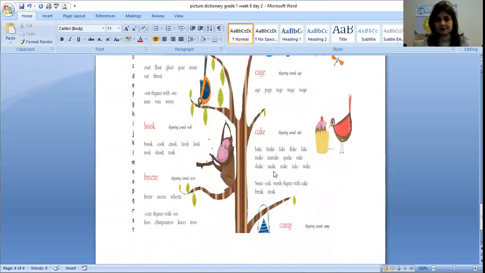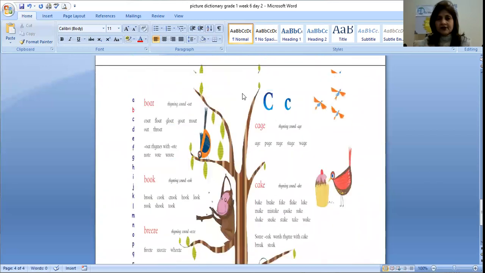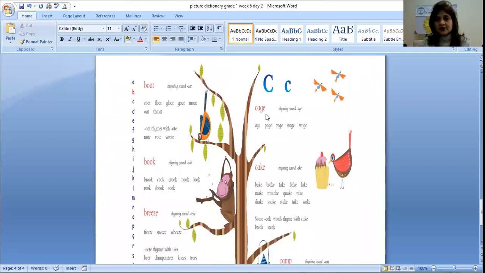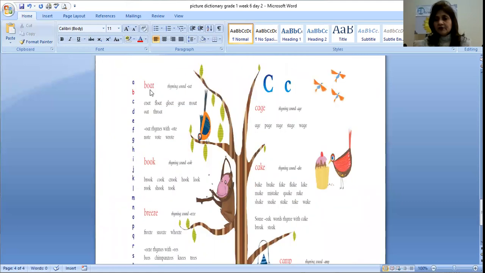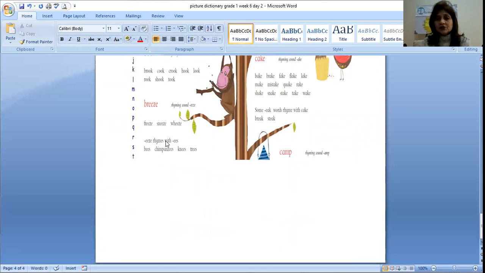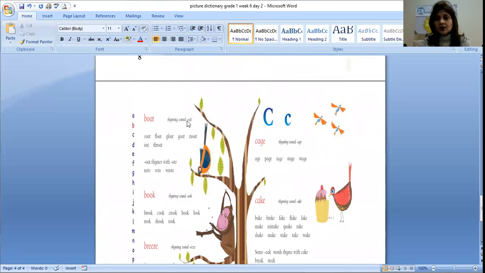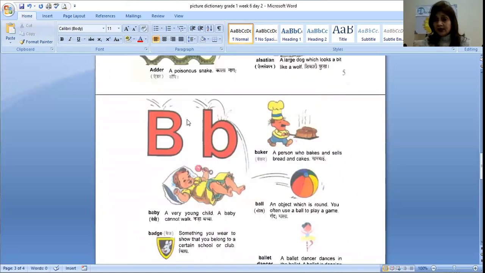Now comes C. They have given words that start with C. Cage, then cake, then camp. In the same way, they have given words that start with B. Boat, book, breeze, right? So this is all different. This is one example of a dictionary.